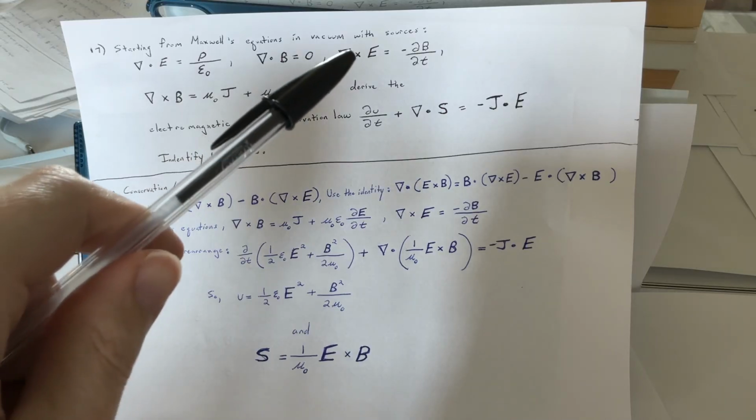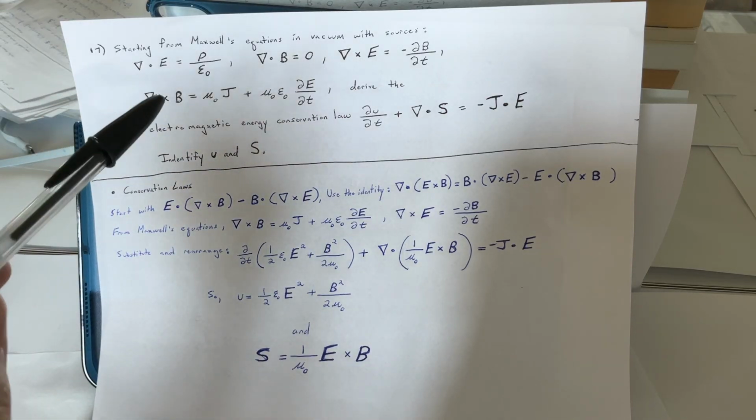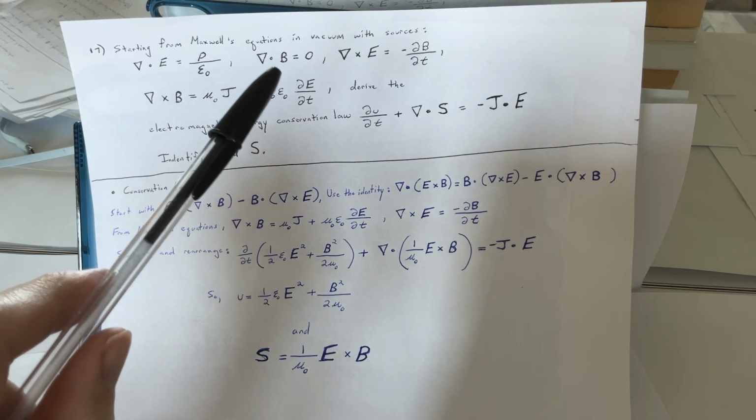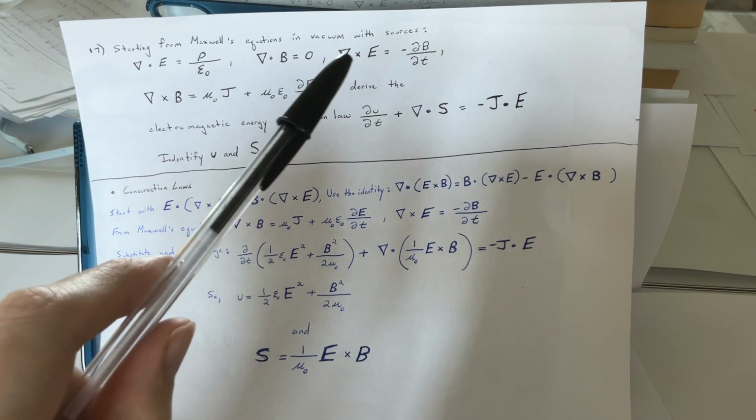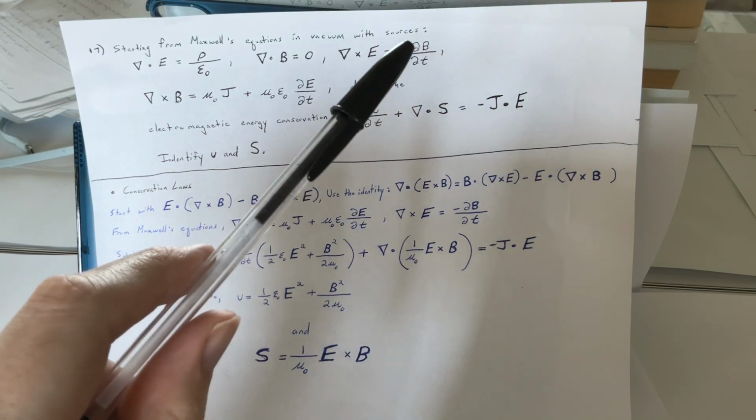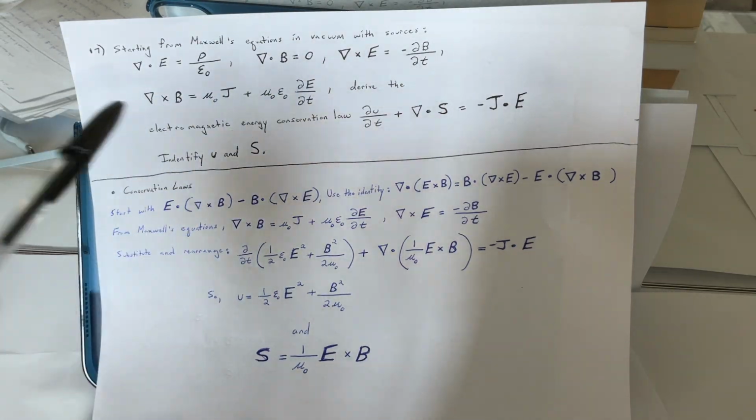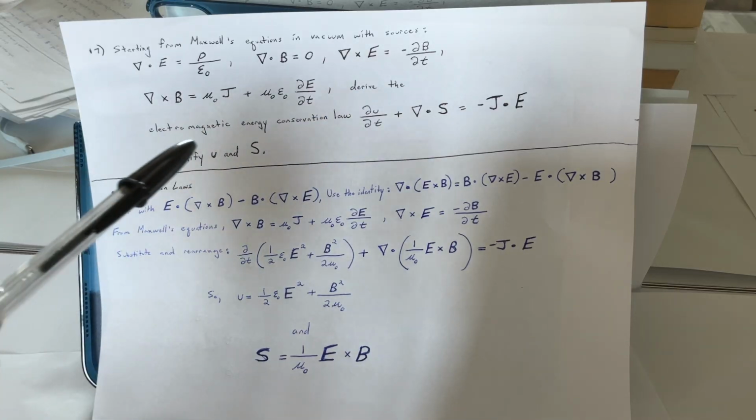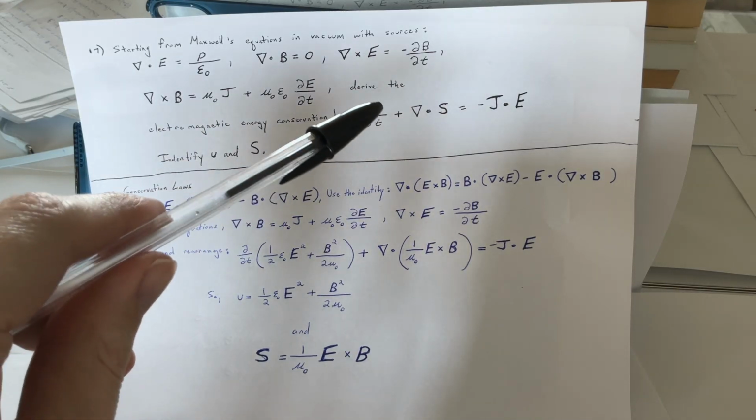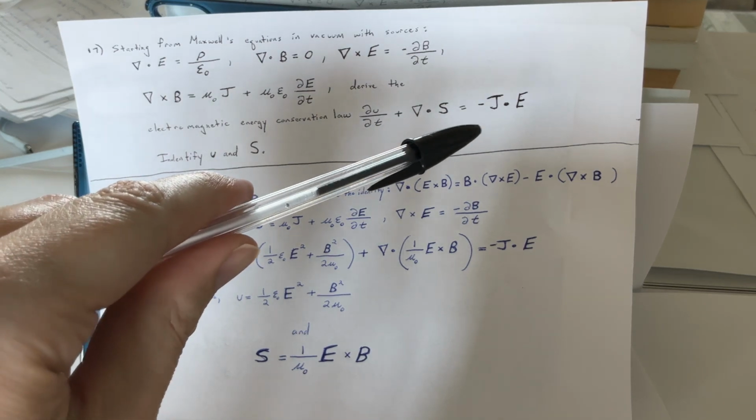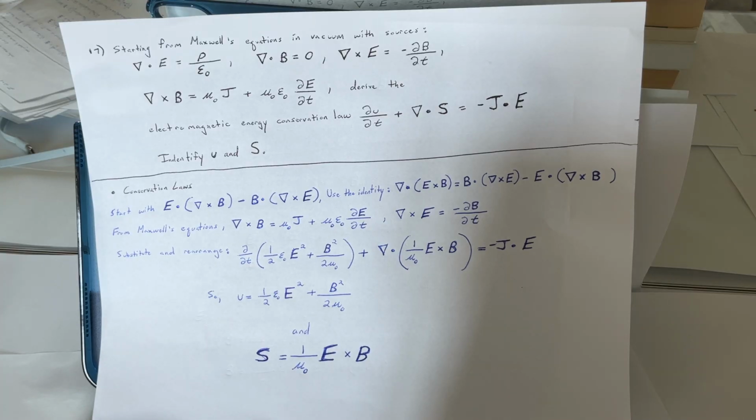Starting from Maxwell's equations in vacuum with sources: del dot E given here, del dot B equals 0, del cross E equals negative partial dB dt. These should look familiar. We're going to derive the electromagnetic energy conservation law, partial of U with respect to t, plus del dot S equals negative J dot E. Identify U and S.